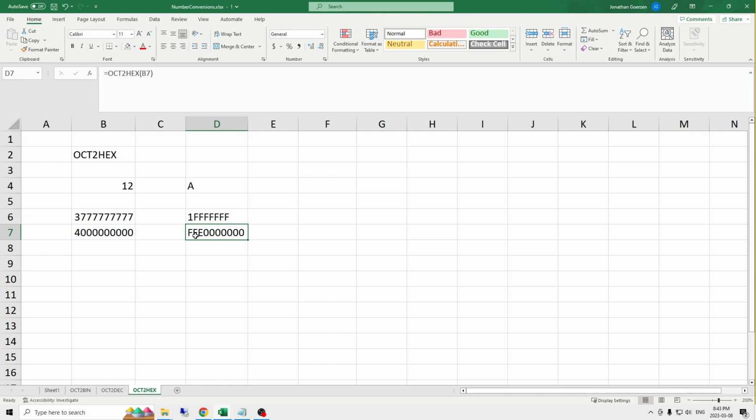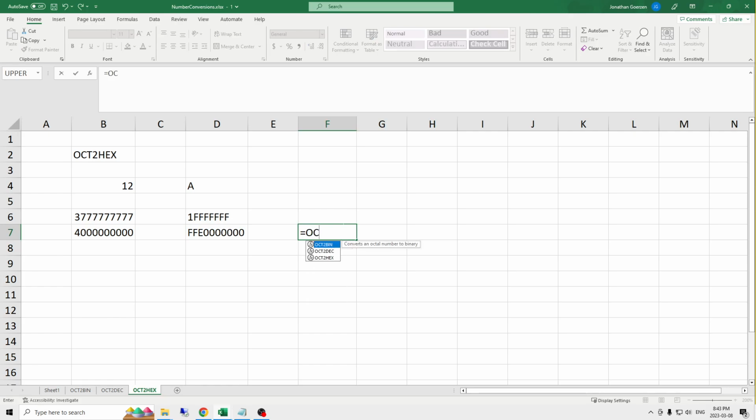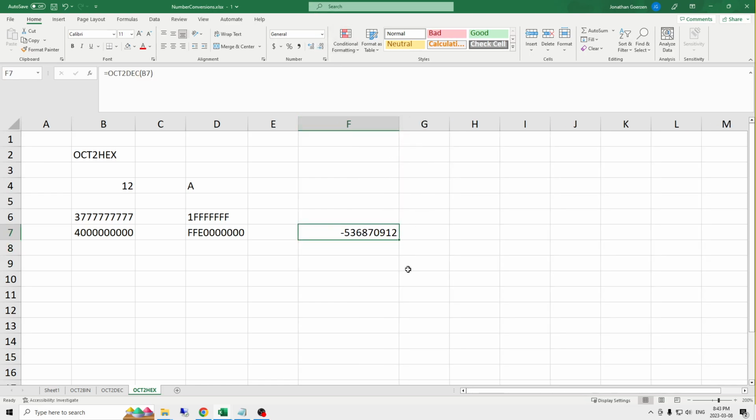Again, with an F at the front, that means that the first bit way up at the front is going to be a 1. And if I convert this from octal to decimal instead, then we get a very small number. Let's make that bigger. There we go. Oh, look, that looks familiar. 536,870,912. It's off by 1 because that's binary.